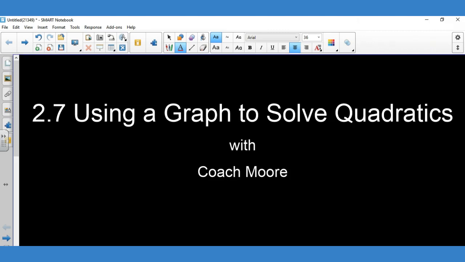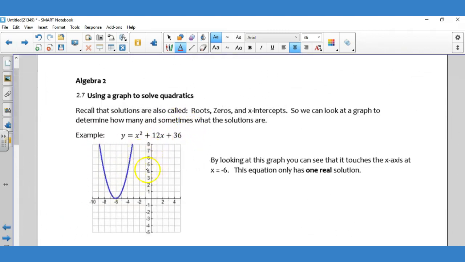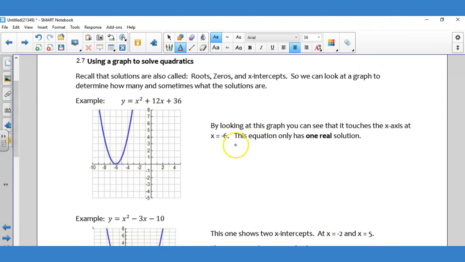2-7, using a graph to solve quadratics, all right? So right here, guys, we're going to use graphs to factor. So here's our trinomial right here, x squared plus 12x plus 36. If we factor that by hand, guys, I just want to show you two factors that multiply to give me 36.